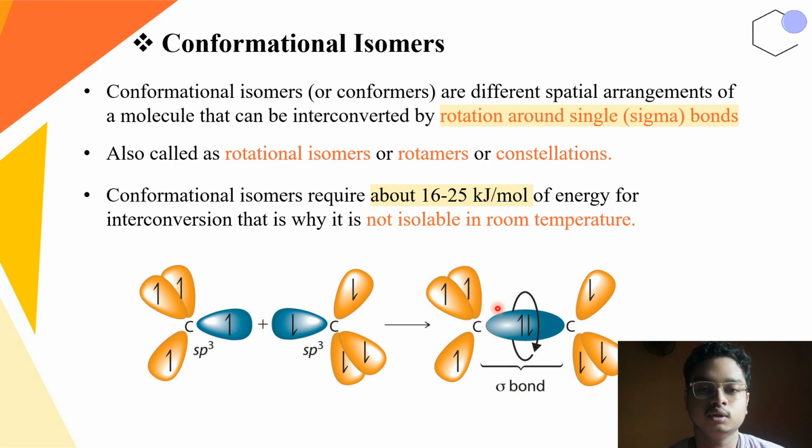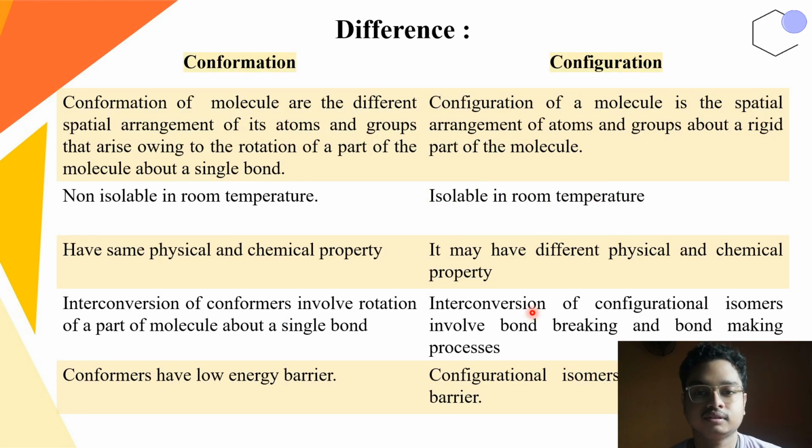When we go to low temperature analysis, this bond rotation is restricted due to the energy barrier, and at that time we are able to separate out these isomers, but at room temperature all are observed as similar isomers. Okay, now there is a certain difference between conformational isomers and configurational isomers.